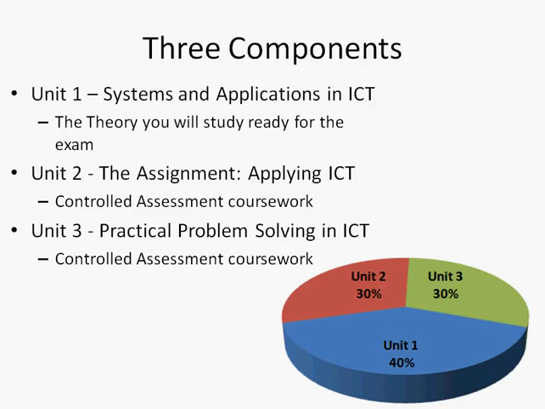If we look at how much each unit contributes to the overall qualification, then the exam is worth 40% of your score for the qualification, and then both pieces of coursework are both worth 30% each.